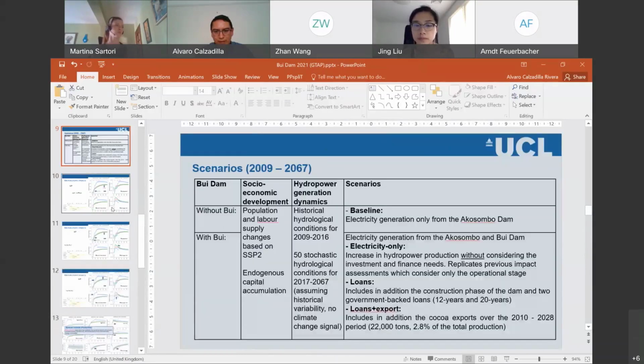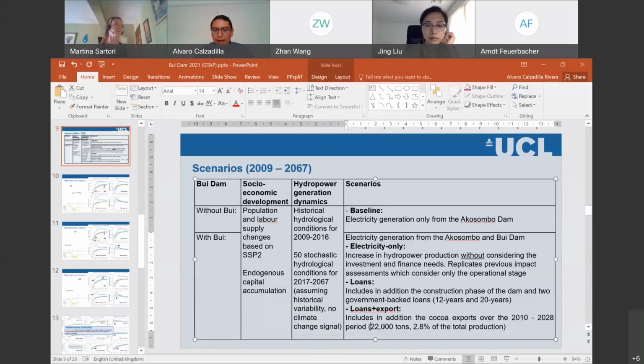Yeah, basically, the agreement is that Ghana has to export up to 40,000 tons of cocoa. But in our simulations, we have seen in Comtrade that the exports are around 22,000 tons of cocoa. So we use this number in order to basically increase the exports to China.